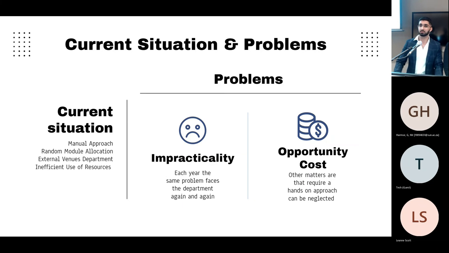And this allows the department to spend less time on the things that can be automated and more time on things that require a more hands-on approach, like deferred exams, registration issues, and perhaps even people wanting to leave the department or enter the department at a later time.